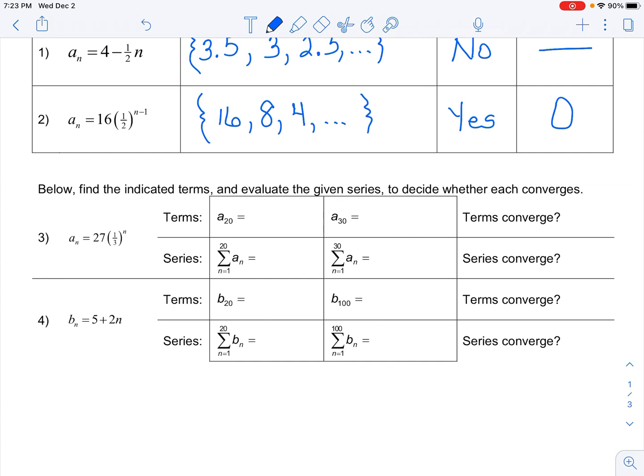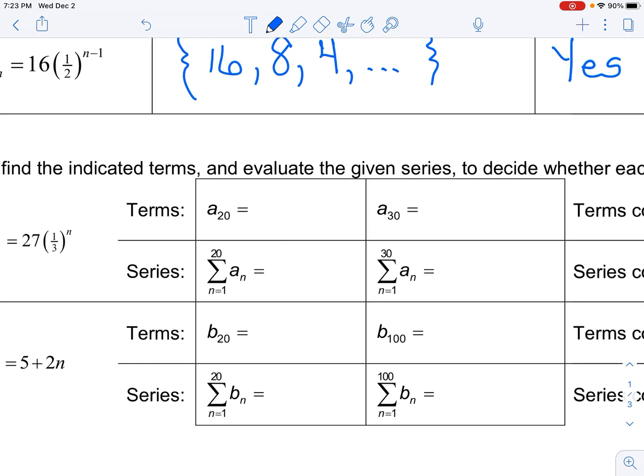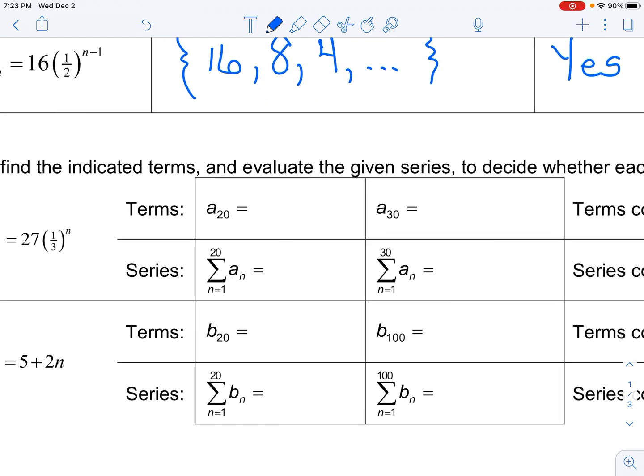On the next section, it says below, find the indicated terms and evaluate the given series to decide whether it converges. So on number 3, I'm given a sub n equals 27 times 1/3 raised to the n. So I want to find the 20th term. So I'm going to raise that to the 20th power.